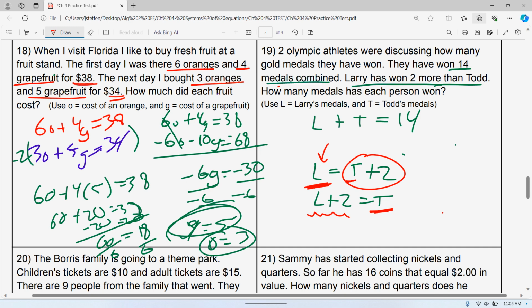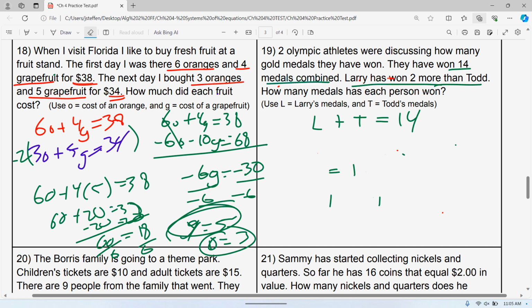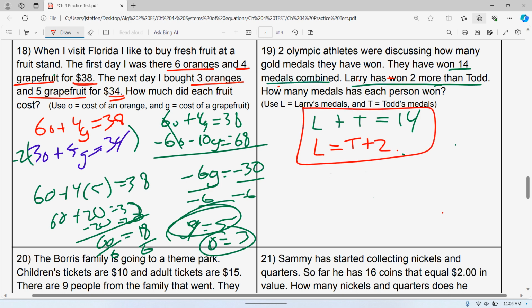So which one do we want? Do we want L to be bigger or T to be bigger? This one says Larry won 2 more than Todd, so Larry won more than Todd, and that's the one we're looking at. If you take the number that Todd won plus 2, that's Larry's. So that's part of your answer, setting up that equation. To solve this, I would use substitution just because it's set up that way. So it's T plus 2 plus T is equal to 14.